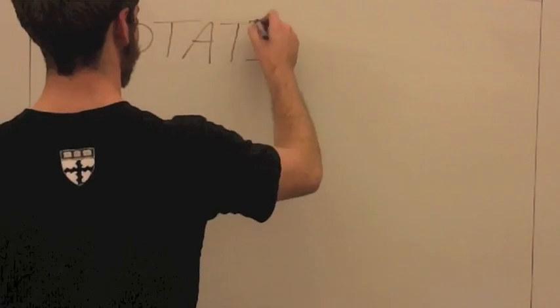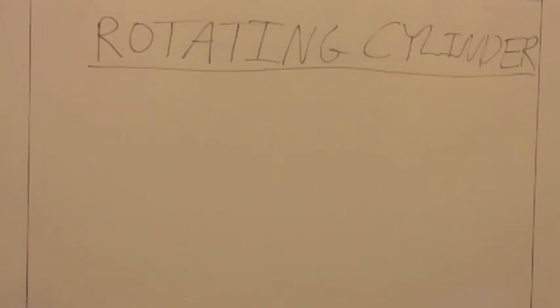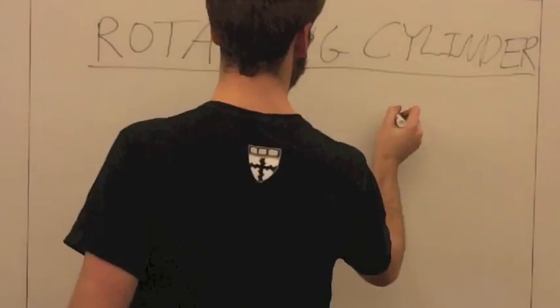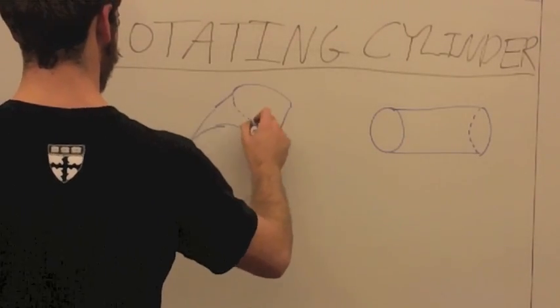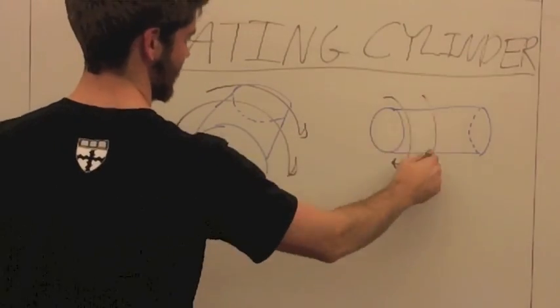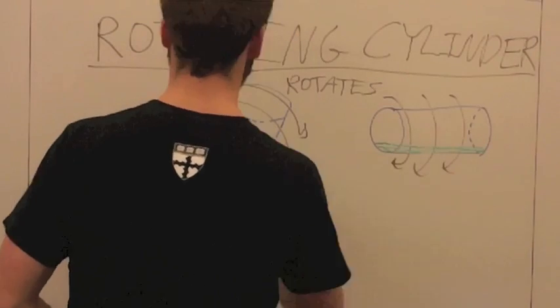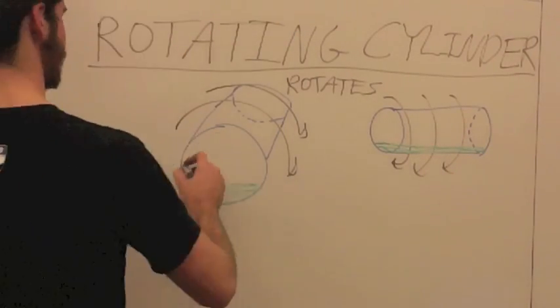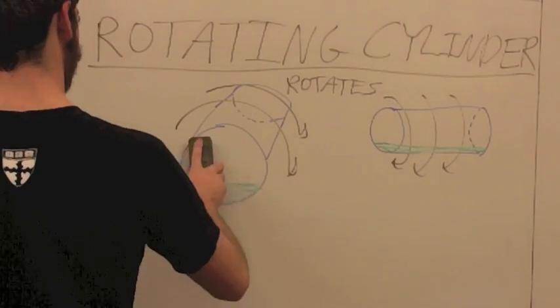The final design I settled on kept the concept of rotation, but used it in a cylinder instead of a sphere. The basic concept of replenishing the area available to the cells remains, but the surface area available to the cells per volume is much higher than in the sphere. Additionally, the cylindrical shape makes it easier to solve the problem of refreshing the media.